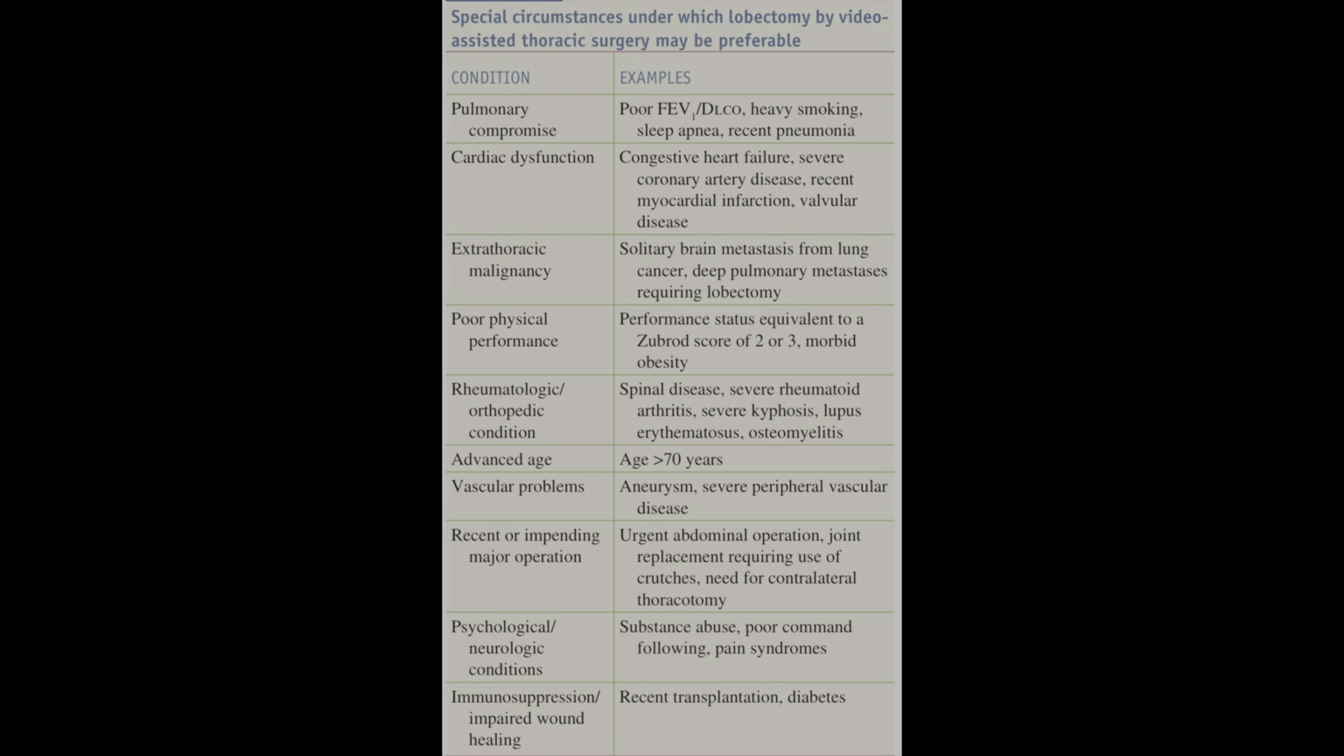VATS can also be performed in patients who are unfit for open thoracotomy, for example, pulmonary compromise, cardiac dysfunction, extrathoracic malignancies, brain mets from solitary lung cancer, and deep pulmonary metastasis requiring lobectomy. Poor physical performance: performance status equivalent to Zubrod score of 2 or 3. Morbid obesity. Rheumatology and orthopedic conditions.